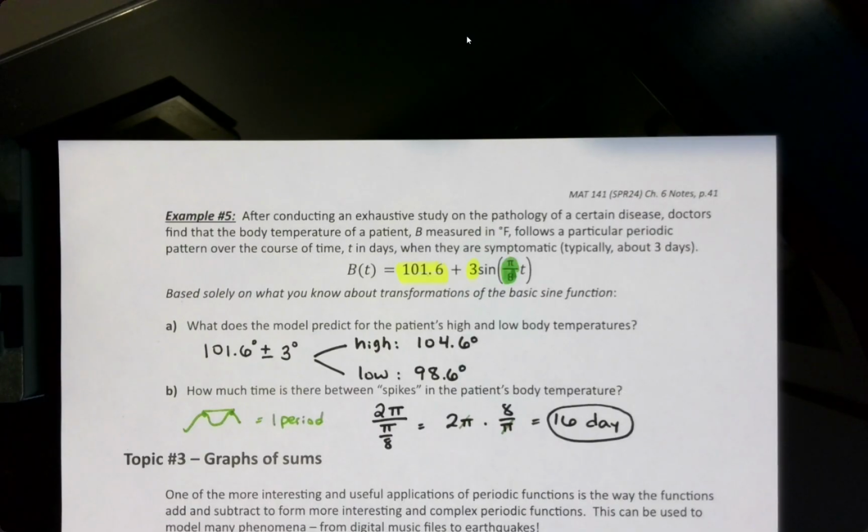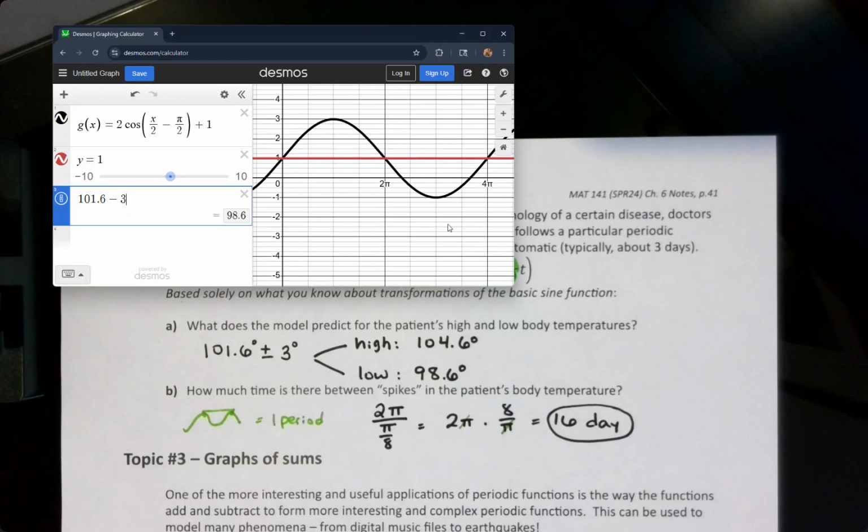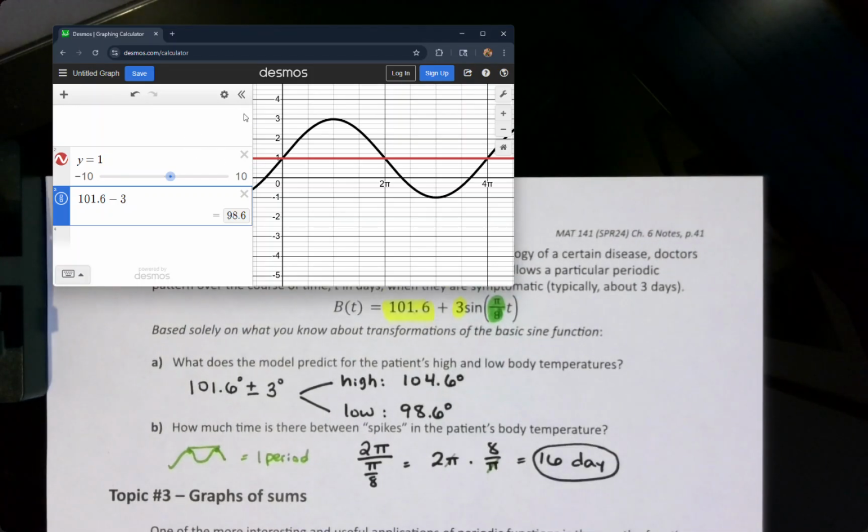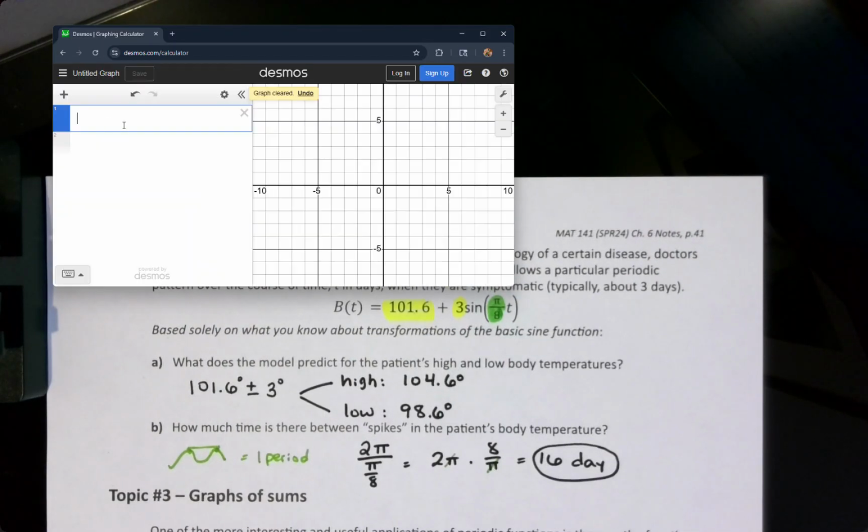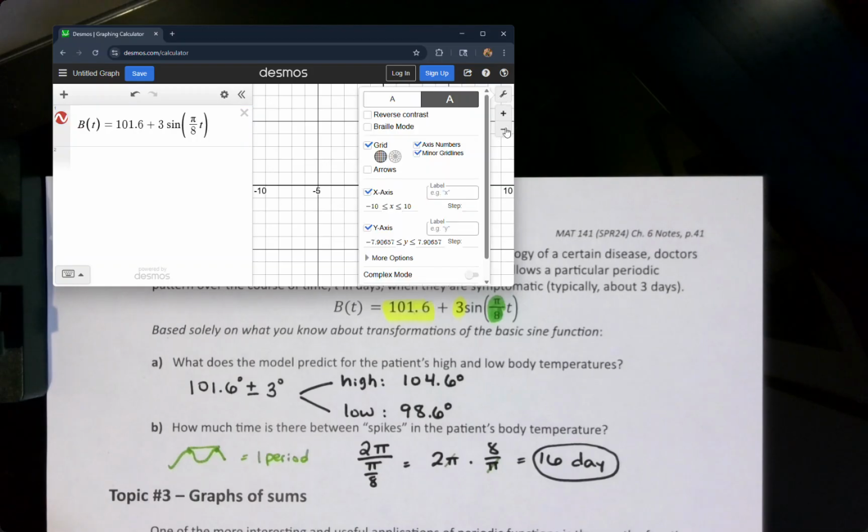We can graph this to confirm. We'll go ahead and do that here. Let me just clear this. We have B of t, it's supposed to be a B. B of t equals 101.6 plus 3 sine of pi over 8t. I need to rescale this because I know that the maximum high temperature here is going to be 104.6.